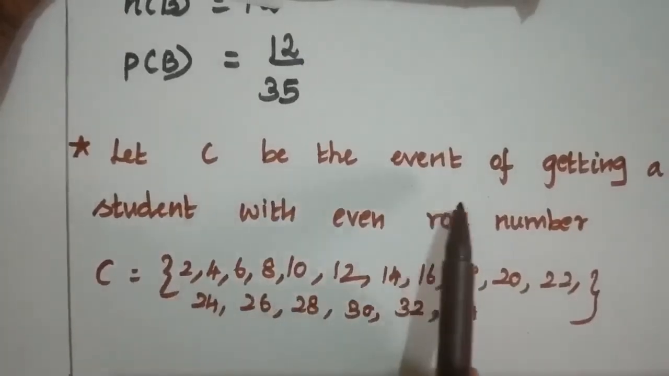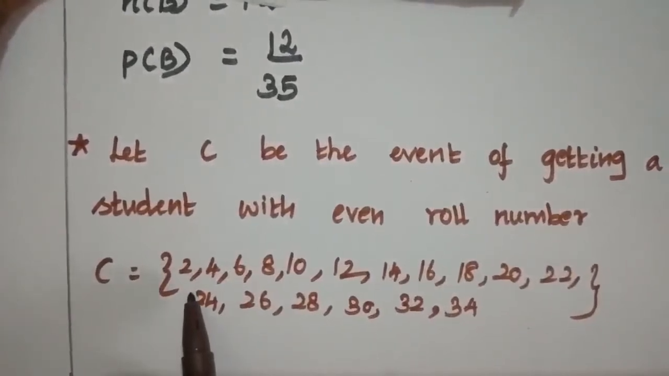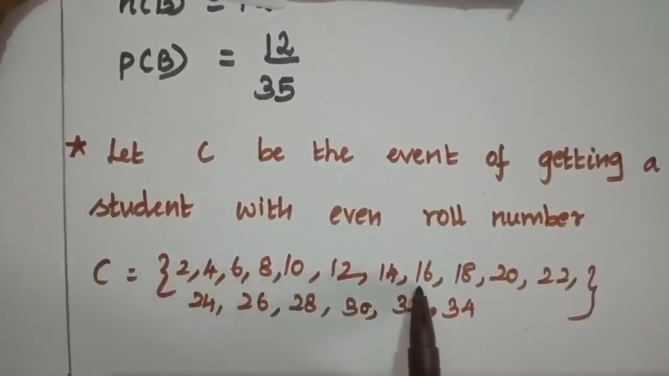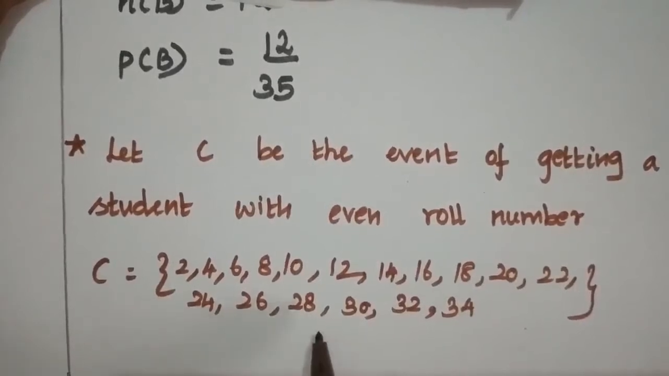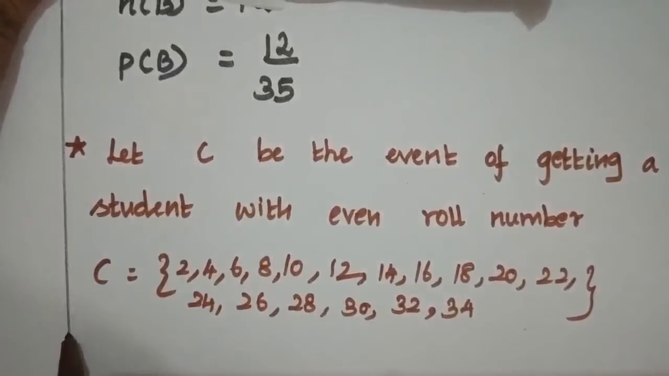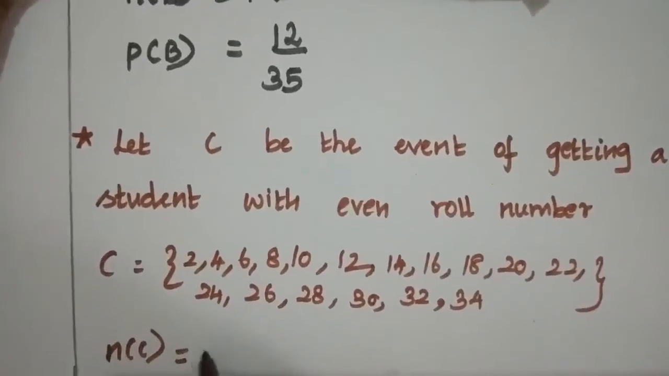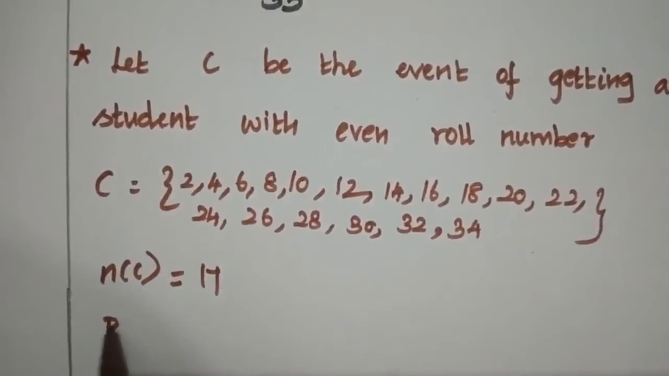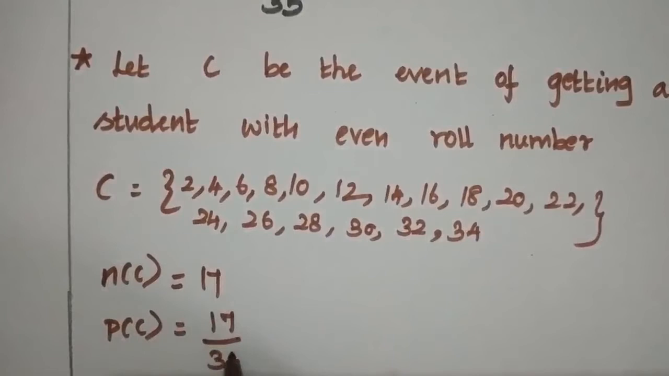Let's see the event of getting a student with even roll number. So even numbers from 1 to 35 are 2, 4, 6, 8, 10, 12, 14, 16, 18, 20, 22, 24, 26, 28, 30, 32 and 34. So from this we have to write it as n of C. Number of sample points in C is 17. Now we have to find its probability value. P of C is equal to n of C by n of S, that is 17 by 35.